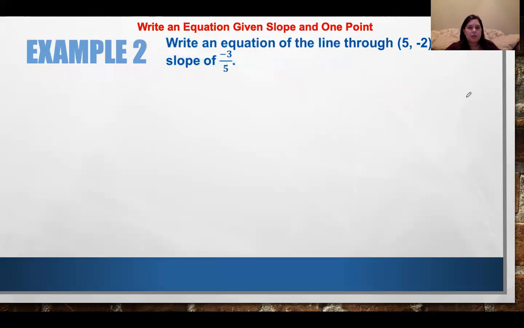Moving on to example 2, we have write an equation of the line that passes through (5, -2), and it has a slope of -3/5. So when we work on this one, we're actually going to use the third form of a linear equation, which is point-slope form. And this is really useful when you're given a point as well as the slope, to just write an equation of a line. And that is y minus y1 equals m times x minus x1.